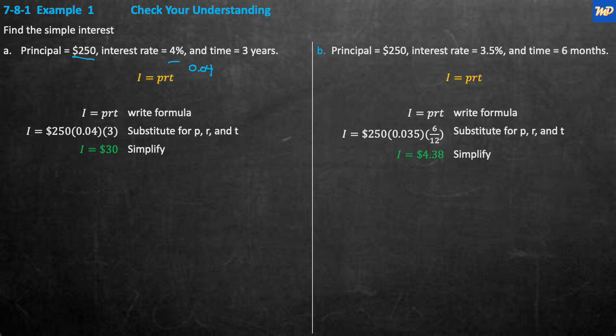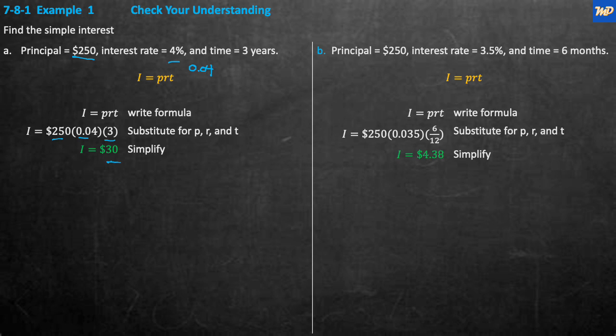So filling in the numbers here, if we're trying to find the interest, I is equal to P, which is 250, times R, which is 0.04, times T, which is 3. When we calculate all this out, 250 times 0.04 times 3, we end up with I equals $30. So that account earned $30 in 3 years at that interest rate on $250.